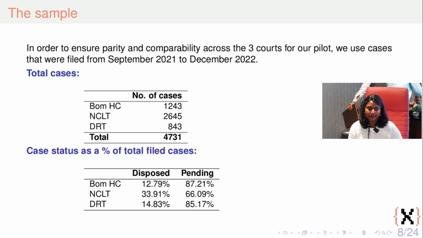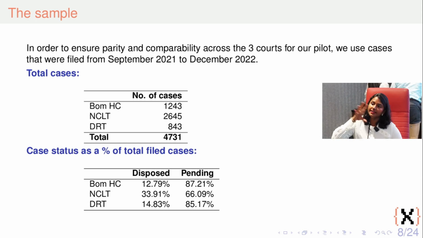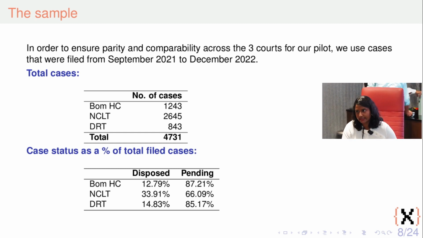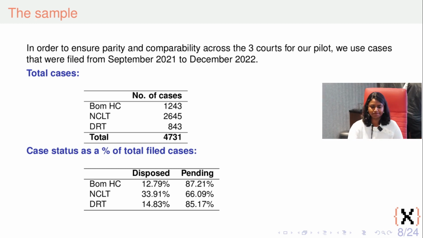So the second table gives us the percentage of disposed cases versus pending cases. That is, cases which were filed and disposed of within this time period of 1.5 odd years itself. And we see that NCLT seems to have disposed the most number of cases, and the Bombay High Court and DRT are almost similar with 13 and 14% respectively.